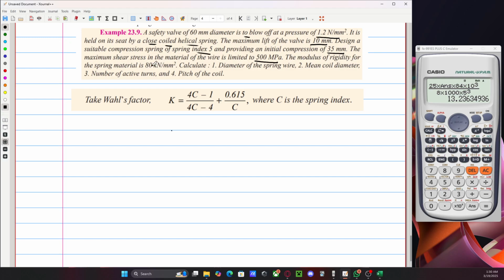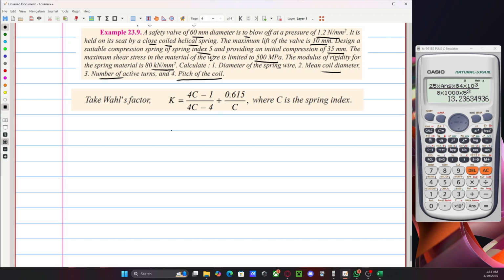Modulus of rigidity is 80 kilonewton per millimeter squared. Calculate the diameter of the spring wire, the mean coil diameter, the number of active turns, and the pitch of the coil. So that's that. Now, how can we do this? Let's first look at what we're given. We need to work out the diameter of the spring wire, because we're not told it. What we are told is the safety valve is 60 millimeter diameter.